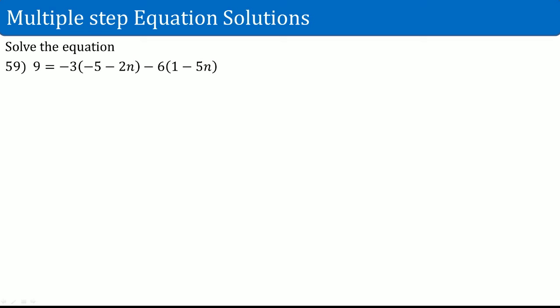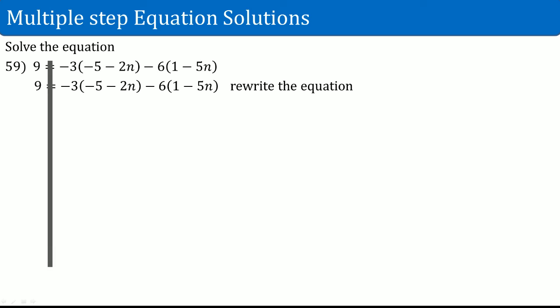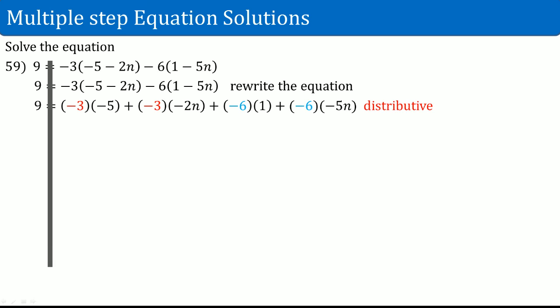59. Okay? 9 equals all of that. I'm not going to read it for you. Rewrite the equation, draw the line straight down. Watch very carefully on the multiplication, okay? Most of the time you guys get this wrong is just because you're jumping steps. Even I make mistakes. Okay, so negative 3 times negative 5, that's correct. Negative 3 times negative 2n. Negative 6, okay? Negative 6 times 1. And negative 6 times 5n.